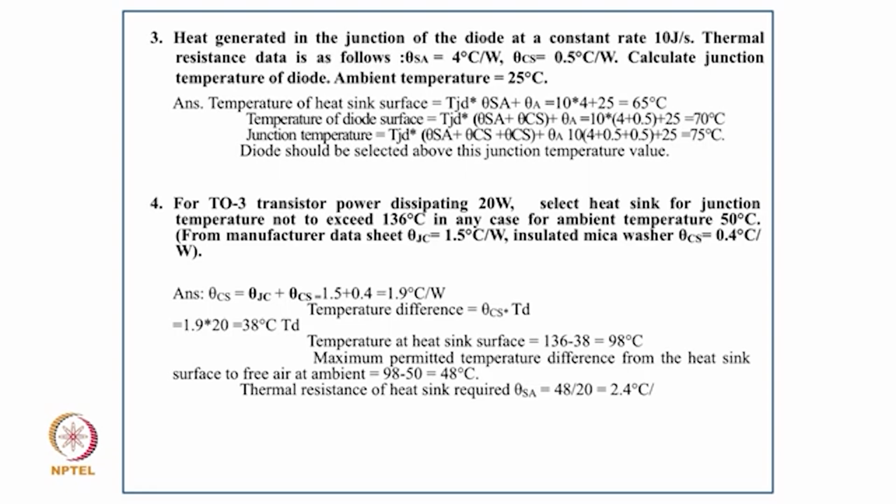the thermal ratio. So coming to numerical problem 3, heat generated in the junction of a diode at a constant rate of 10 joules per second.